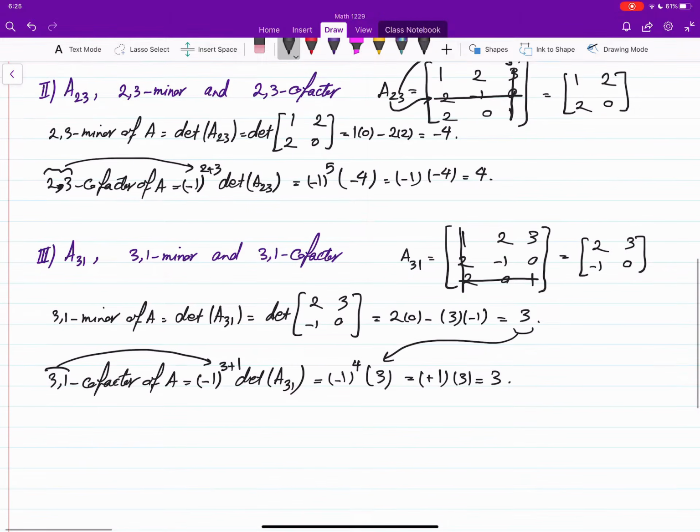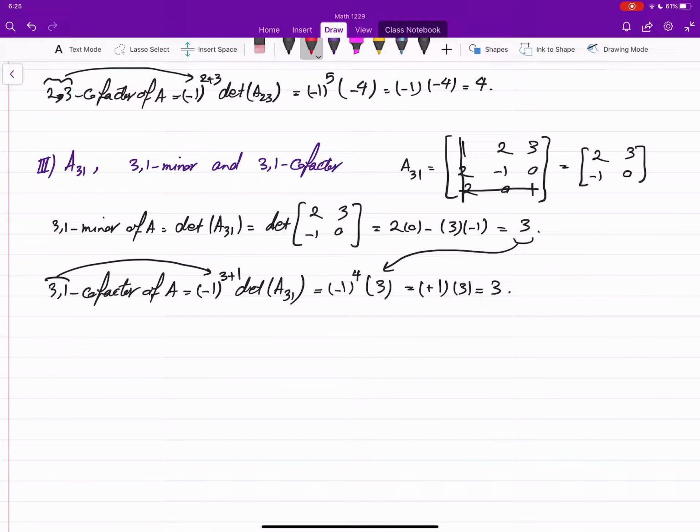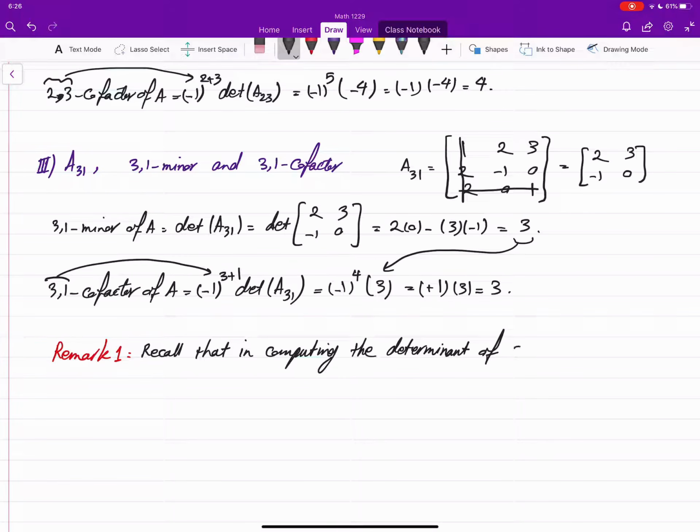Well, there are two remarks here. Remark 1: while computing the determinant of a 3 by 3 matrix, recall that in computing the determinant of 3 by 3 matrices, what we did was very simple in terms of the cofactors.